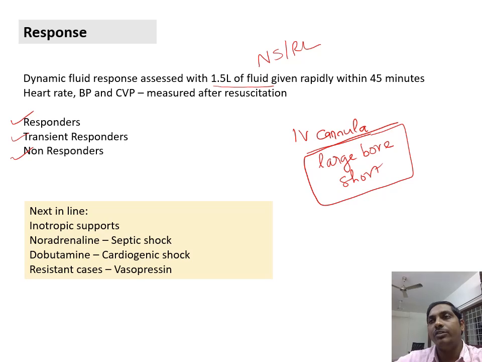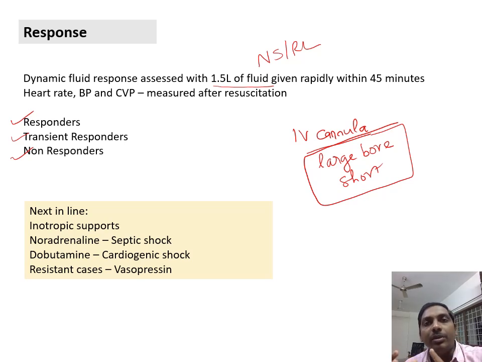Responders, you can continue with maintenance fluid. Transient responders, you need to search for the cause of shock, probably bleeding. Such patients require surgical control or any method of achieving hemostasis. Non-responders, you need to escalate the treatment. The next in line is inotropic support. Inotropic supports are drugs that increase the cardiac output, like dobutamine. In cardiogenic shock the heart is not able to pump, so if you give IV dobutamine, the heart will pump better, thereby increasing the cardiac output, and the patient recovers from the shock.